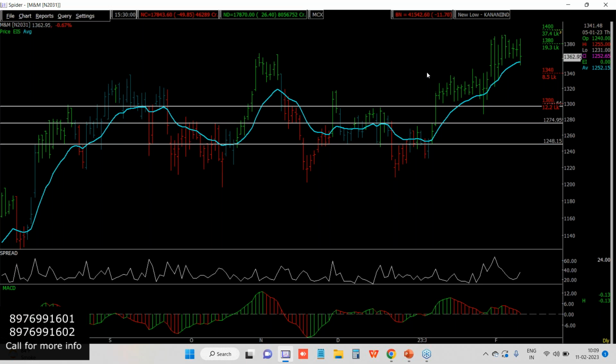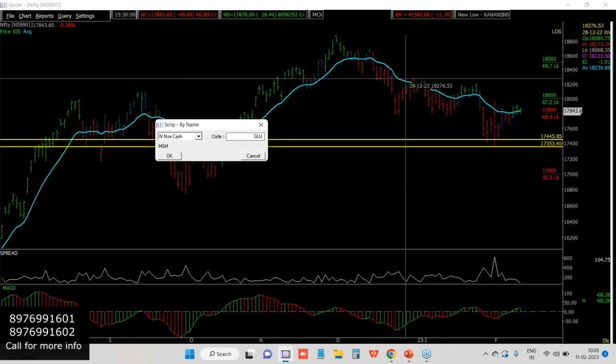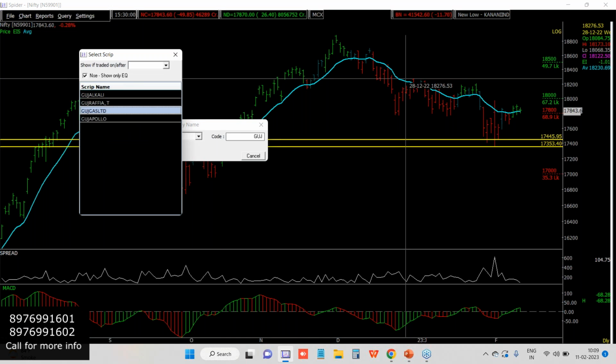I'll now show you one example for the selling side, then we'll discuss this scanner. We'll take an example of Gujarat Gas.